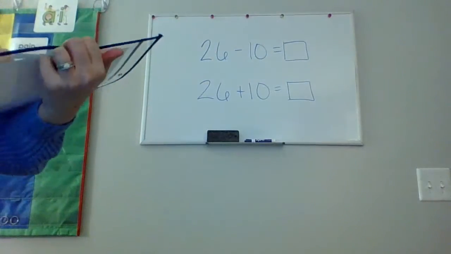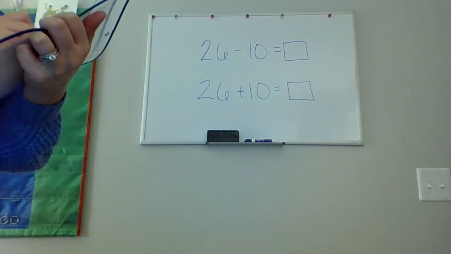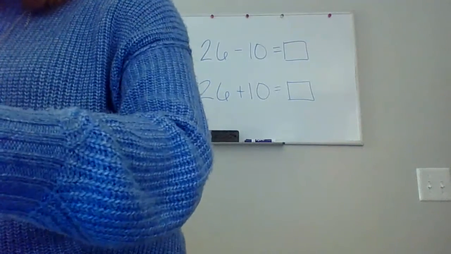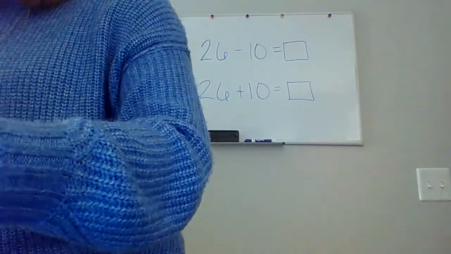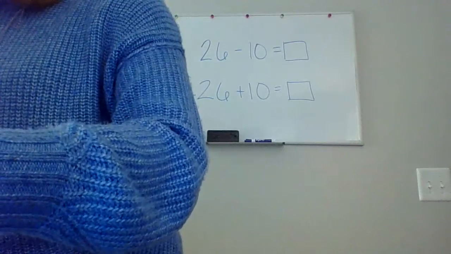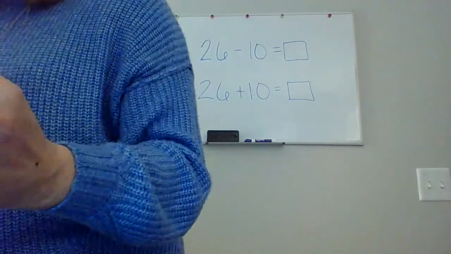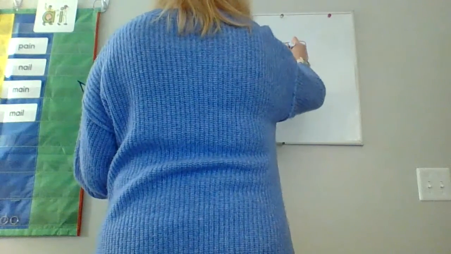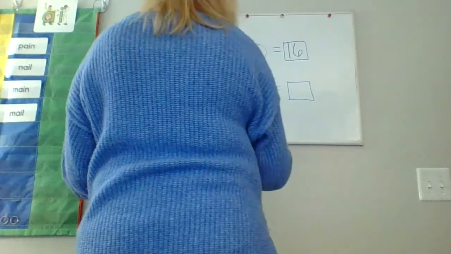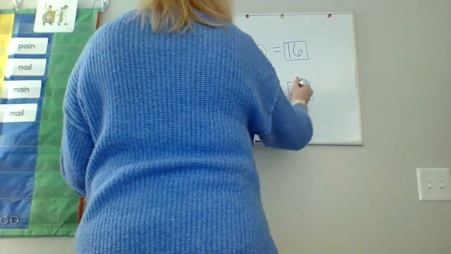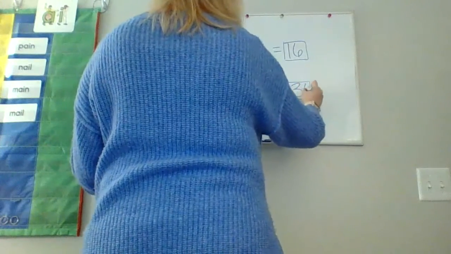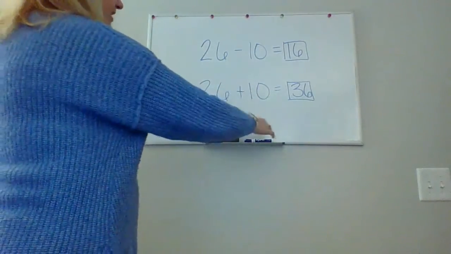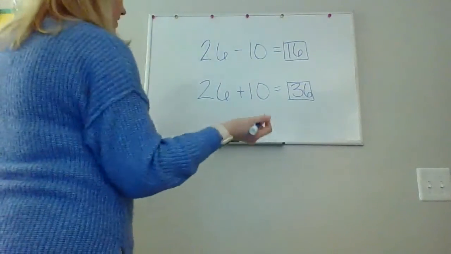Now, if I find the number 26 here, if I go up the hundreds chart, I'm going to take away 10. If I'm going to go down, I'm going to add 10. So 10 less than 26 should be 16, and 10 more than 26 should be 36. But we can also review this by practicing our strategies.